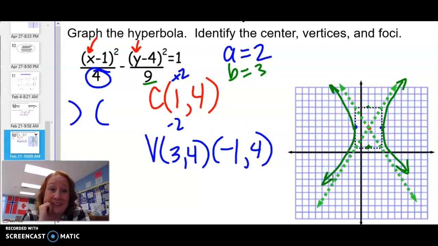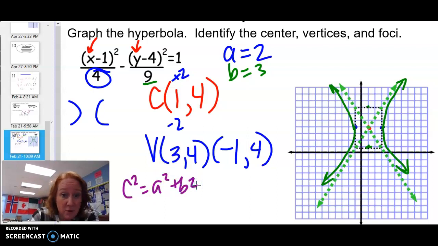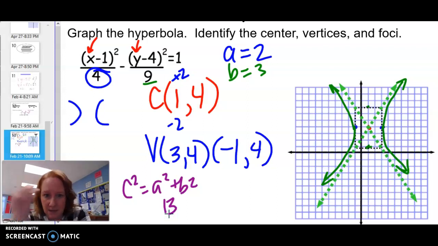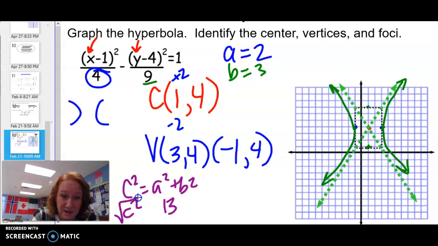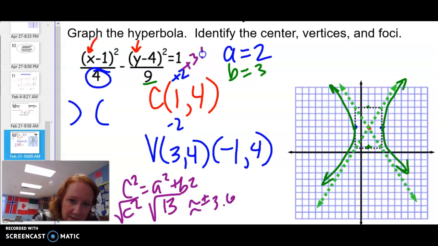There it is. All right, now I need to find my foci. So foci, c squared equals a squared plus b squared. So that's 9 plus 4, so 13. See where I got the 9 plus 4? I kind of skipped it, but hear my voice. So c squared, so c is the square root of 13. Ugh, what is that? I don't know. Square root of 13, about 3.6, because it's between 9 and 16, so 3.6 is what it says. Okay, so about plus or minus 3.6. So plus 3.6, minus 3.6.